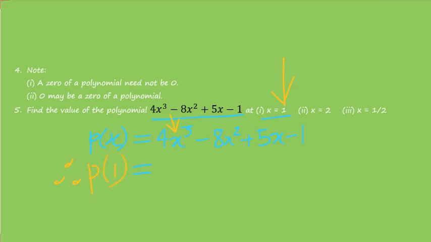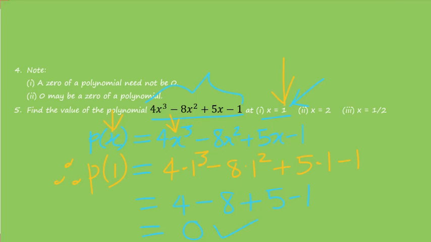So in the next line we write p(1), because we need to find the value of the polynomial at 1. So in place of x we write 1: p(1) is 4 into 1 cubed minus 8 into 1 squared plus 5 into 1 minus 1, which is equal to 4 minus 8 plus 5 minus 1. And what is that equal to? 4 minus 8 is minus 4, plus 5 is plus 1, and minus 1, that is equal to 0. And hence what can we say? Can we say that 1 is the zero of the polynomial, right? Yes, we can say that, because p(1) is equal to 0.